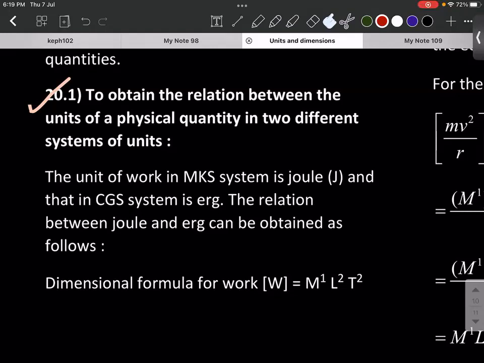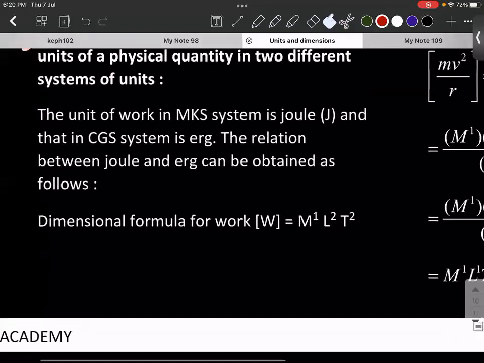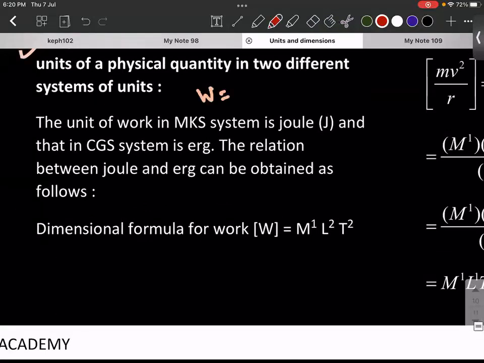So here the example that is given is the unit of work. What is work done basically? What is the formula? Work done is equal to force into displacement. So the unit of work in the MKS system, what is the MKS system? Meter, kilogram, and second. In the MKS system, what is the SI unit of work? It is joule, right? And that in the CGS system is called erg.